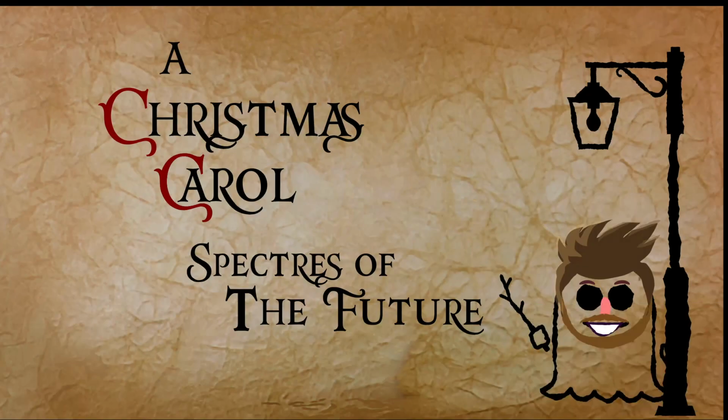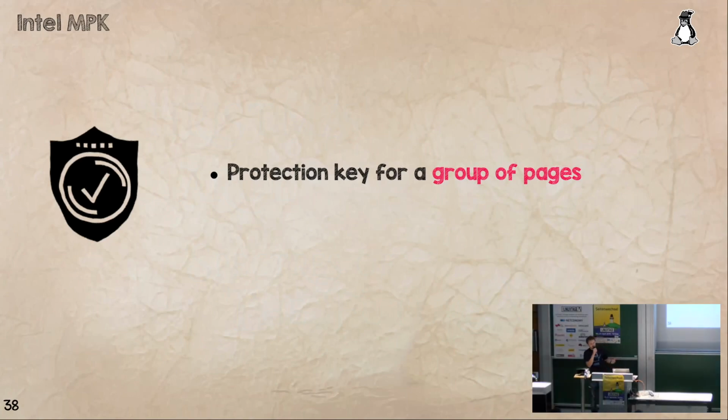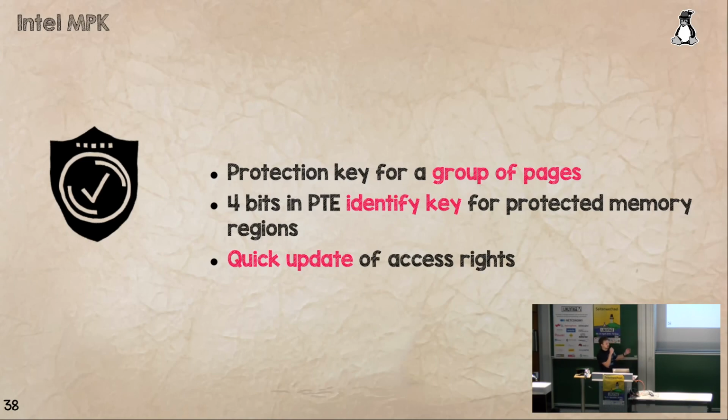So you always talk about you want performance. So you probably heard about Intel memory protection keys. With memory protection keys, you can assign one of those keys to a group of pages, and they are simply identified by 4 bits in the page table entry, and they say which region they belong to. And this allows for a quick update of access rights, because you don't have to flush the TLB. Good for performance. I thought you might like that.